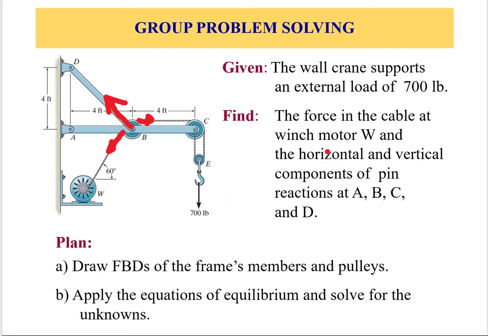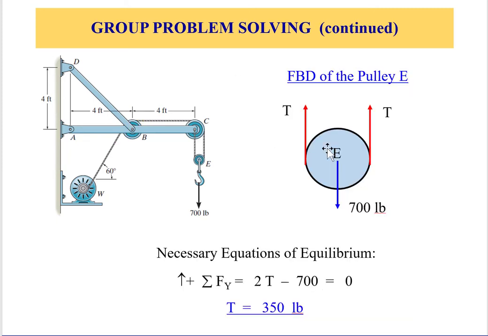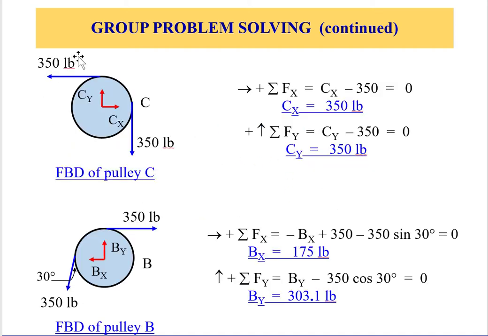Now let's examine the steps one by one and show the quantitative analysis. First we start with pulley E. Pulley E, as we mentioned, is under equilibrium, so we draw the free body diagram and apply the equilibrium equation. Summation of forces in Y is T plus T minus 700 equals 0, so T is 350. Now the second step is pulley C. Remember, C is under tension from the same cable, from two sides. One is to the left and one is downward.